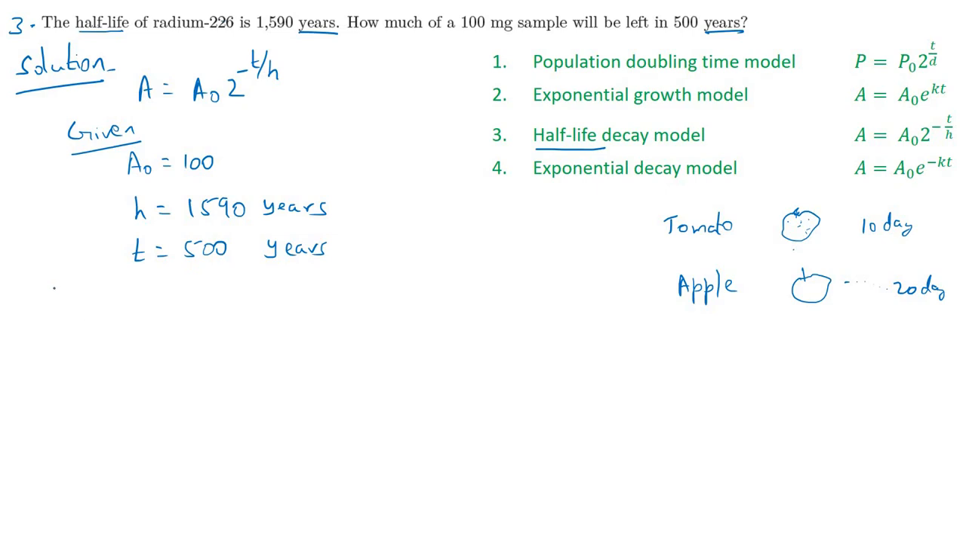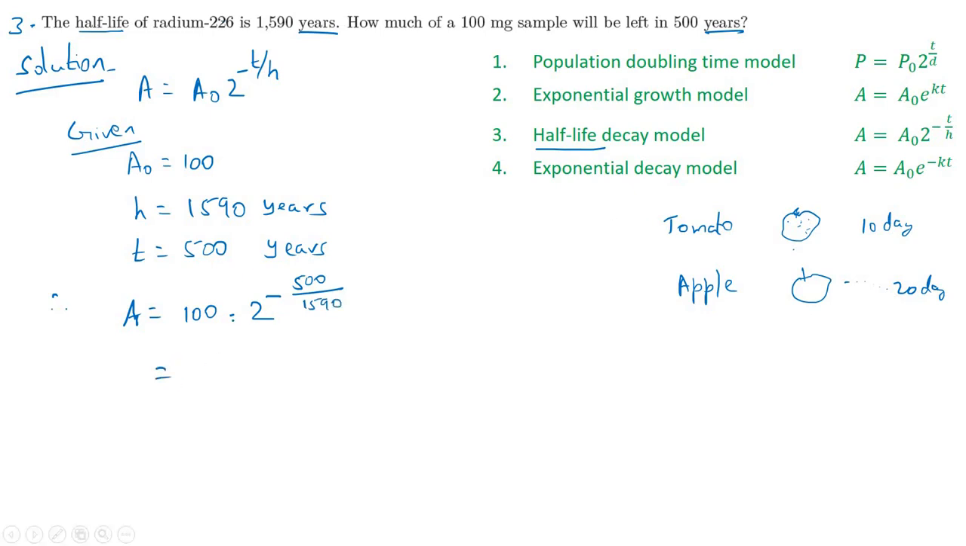Now substitute. Therefore, A is equal to, what do you want to find? How much of this is left? This is the remaining one. The initial value is 100, but after 500 years you will be left with this quantity A. So substitute here: 100 into 2 power minus T by H. T value is 500 divided by H value, 1590. Now take the calculator.